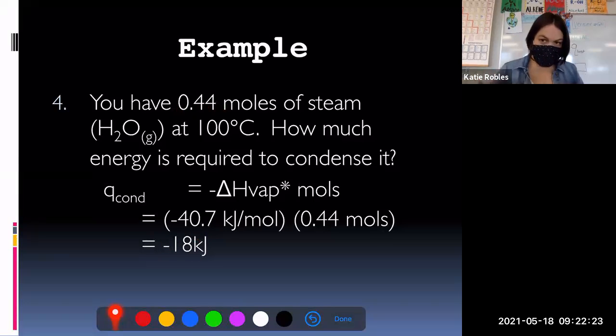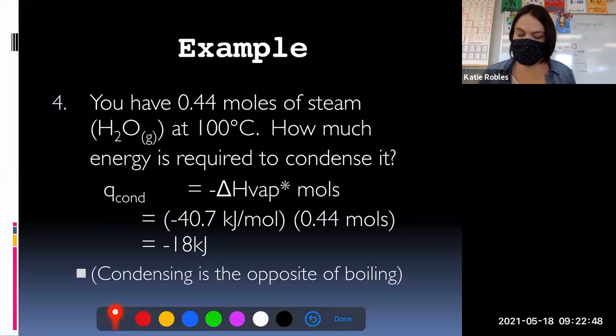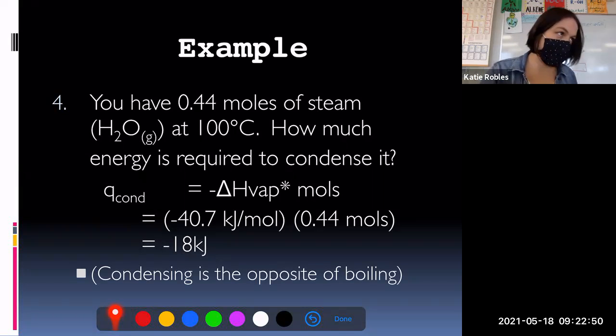I want to point out to you the negative sign. The negative sign simply means that I'm moving in the other direction. Instead of adding heat to vaporize it, I'm removing heat to condense it. So Q condense equals the heat of vaporization times the number of moles. Condensing is the opposite of boiling, and like I said, that's why the negative sign will be there.